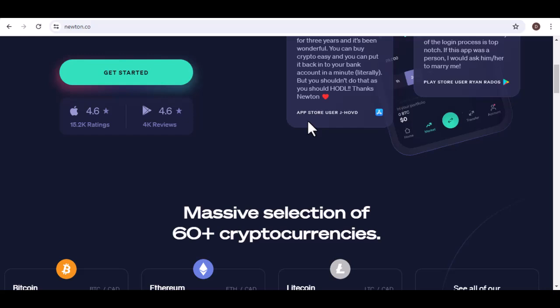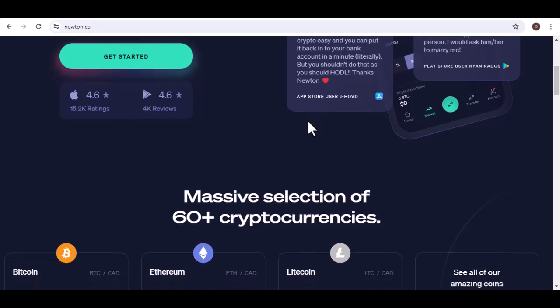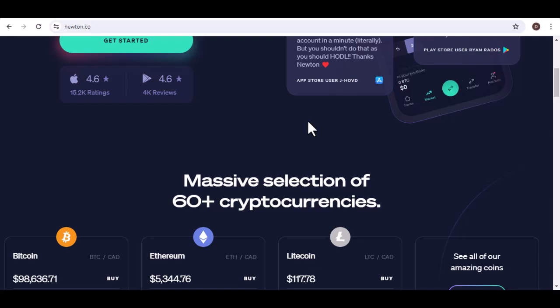Factors affecting withdrawal fees. Cryptocurrency. The type of cryptocurrency you're withdrawing can influence the fee. Some cryptocurrencies have higher transaction costs on the underlying blockchain network, which may be reflected in Newton's withdrawal fees. Withdrawal method. The method you choose to withdraw your funds can also impact the fee. For example, withdrawing to a bank account might incur additional fees from your bank.